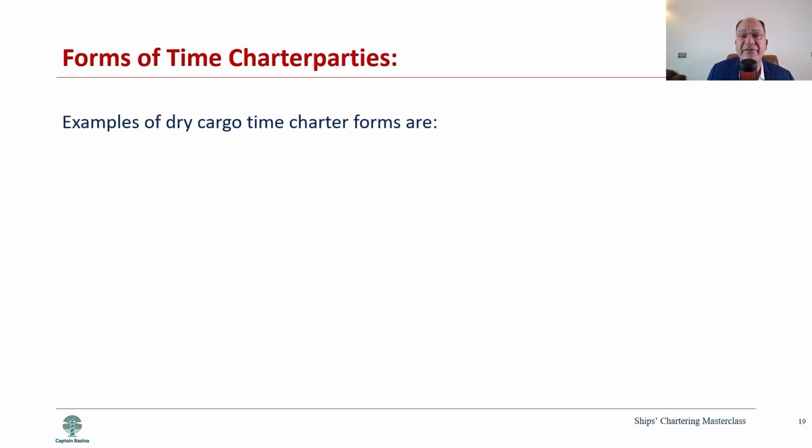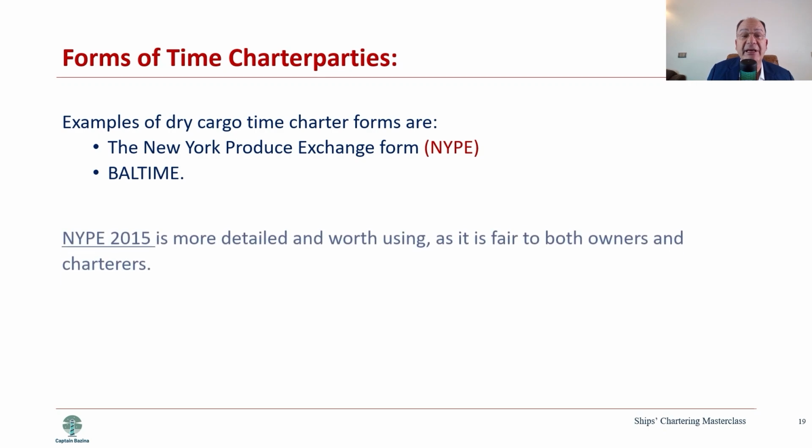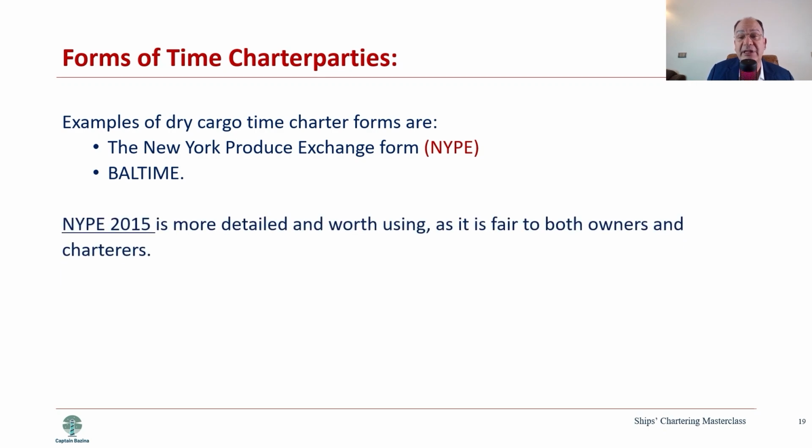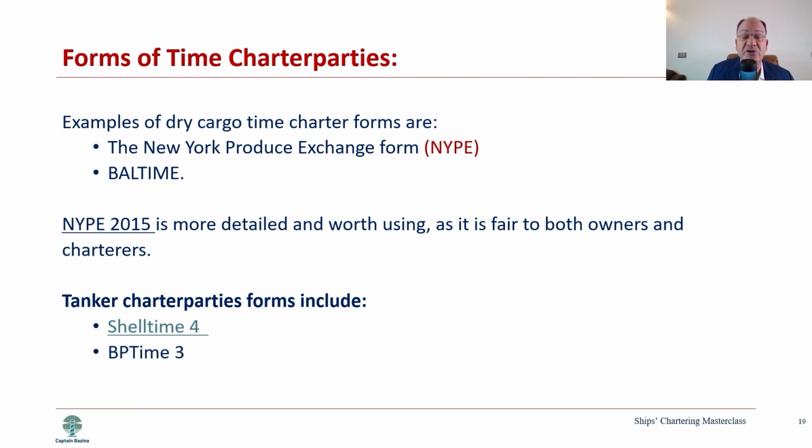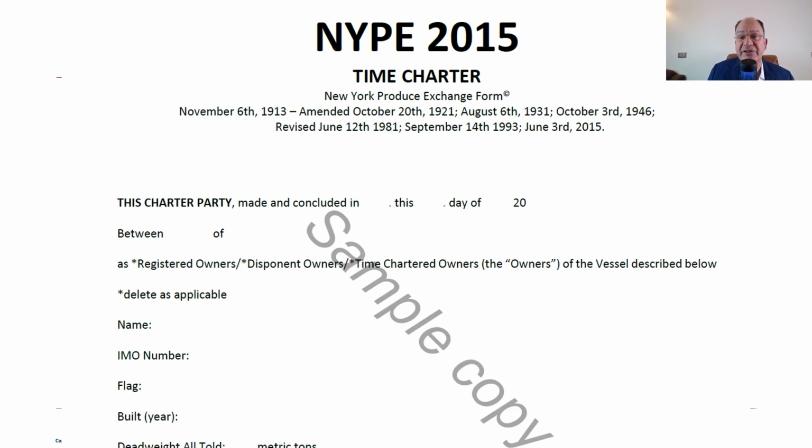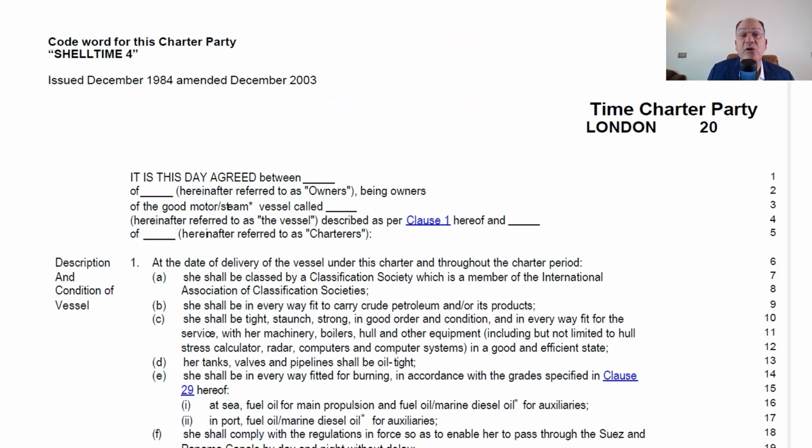So if he fails to find cargo for the ship, he still has to pay hire as agreed in the charter party. We have some forms here of time charter. We have New York Produce Exchange, NYPE, and Bimco Bulktime. The most common type for dry cargo is NYPE 2015, which is more detailed and fair for the owner and the charterer. For tanker charter party, we have Shelltime 4, which is most common, and BPTime. This is how it looks from the first page, the form of NYPE 2015, and also Shelltime 4, the first page here.